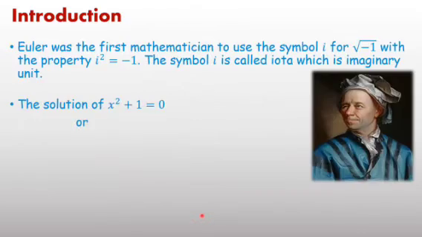Then Euler, the first mathematician who used the symbol i for under root minus 1, gave the concept of imaginary numbers, means not a real number. First time he wrote i in place of under root minus 1, and if i is under root minus 1, it means i square equal to minus 1, where i is called iota, which is the imaginary unit.